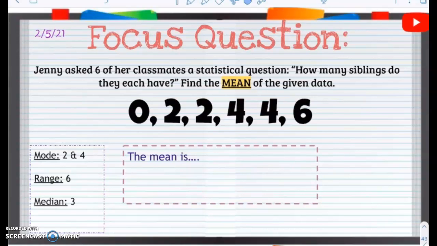All right, our focus question. Remember on Monday, we found the mode, which is the number we saw the most of. On Tuesday, we found the range, which was the biggest number minus the smallest number.